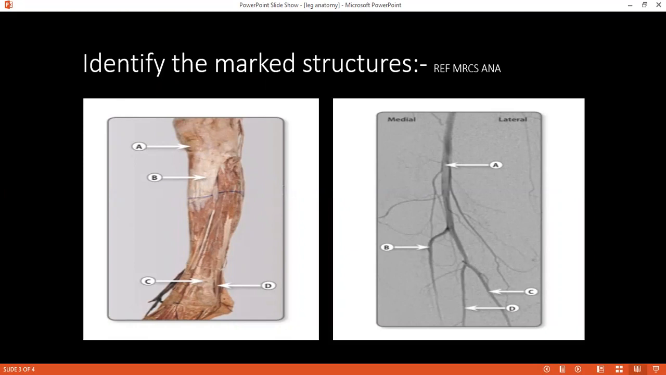Can you please tell me the structures which pass behind the lateral malleolus? One ligament you identified or one tendon. Can you please tell me what are other structures which pass behind, if you can see, the lateral malleolus? All the structures pass through the malleoli, same on the medial and the lateral side, or on both sides? Are they the same, or is there any difference?